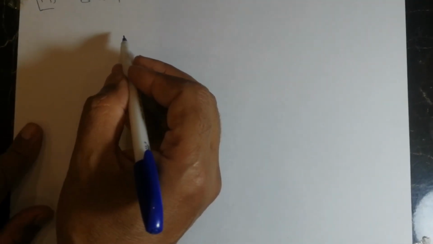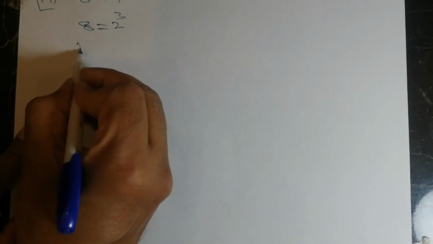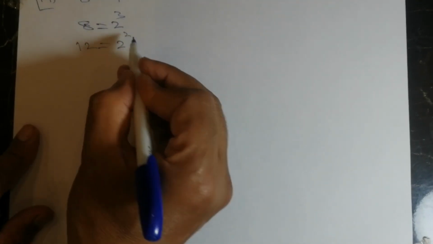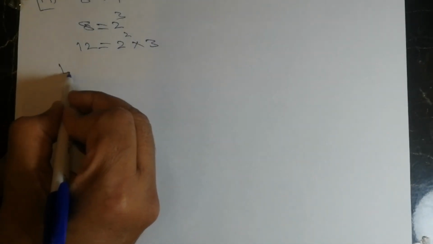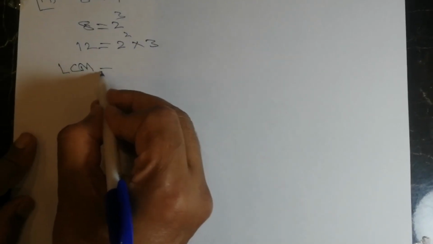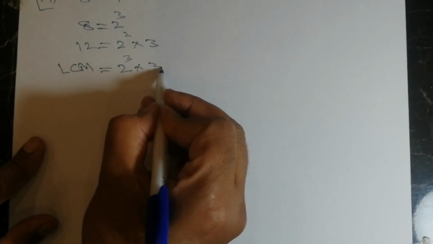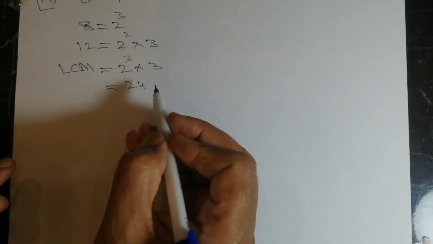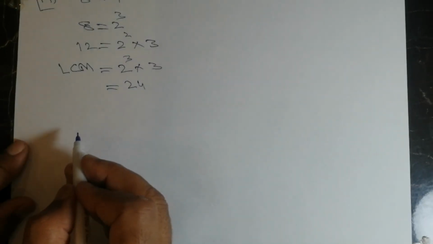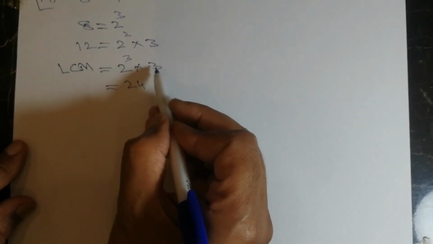So what is the LCM of 8 and 12? 8 equal to 2 raised to power 3 and 12 equal to 2 raised to power 2 into 3. So what is the LCM? That is 2 raised to power 3 into 3, that is equal to 24. This is the LCM of 8 and 12. So LCM is 2 raised to power 3 into 3.